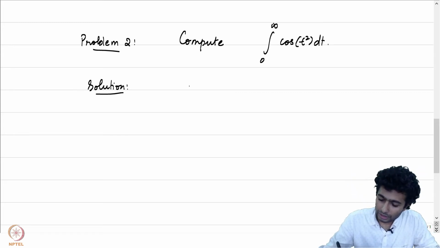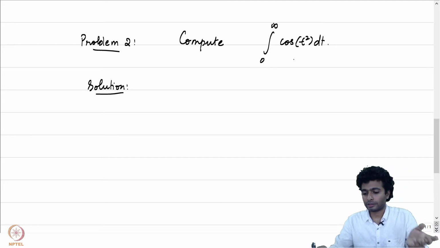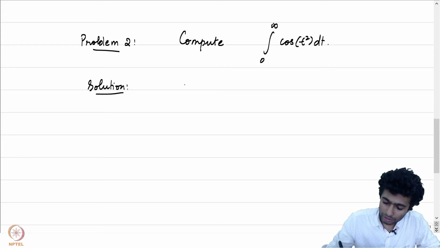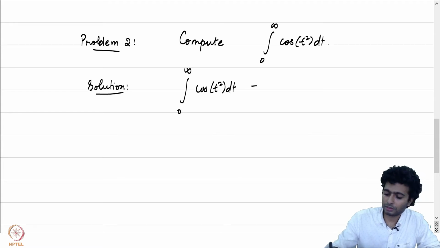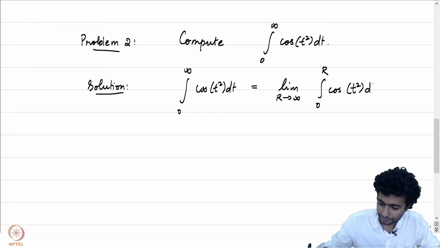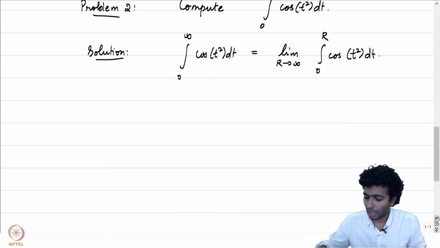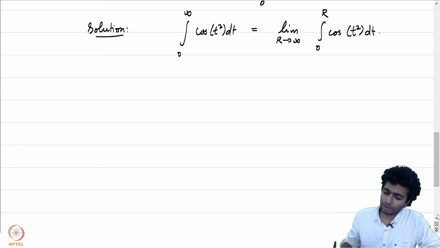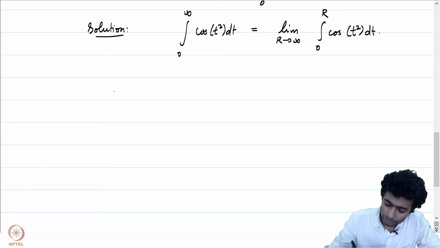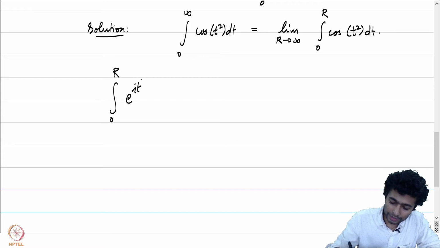Notice that cos of t squared is the real part of e to the power i t squared. Before that, the integral from 0 to infinity of cos of t squared dt is just the limit as R goes to infinity of the integral from 0 to R of cos of t squared dt, by the very definition. So we will focus on computing the integral of e to the power i t squared dt.